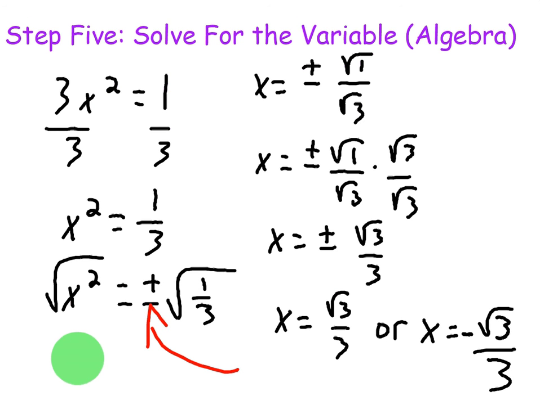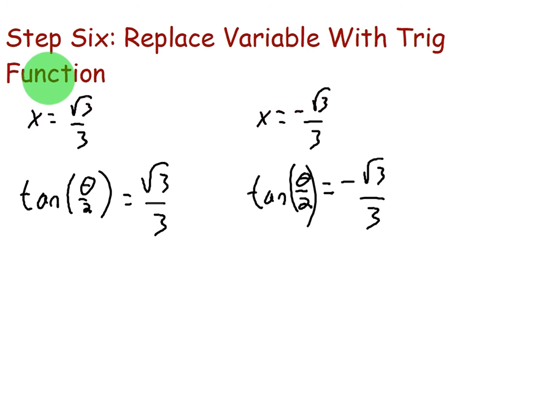Okay, step 6. Again, these are the same steps we're going to do every time to solve a trig equation. Same algorithm. Replace the variable with the trig function. So remember how we said x was tangent of theta over 2 in step 4? Well, we're going to replace x with tangent of theta over 2. So now we have 2 separate trig equations, which I will divide with a dotted line. And we need to solve both of them so we can figure out what theta is equal to.